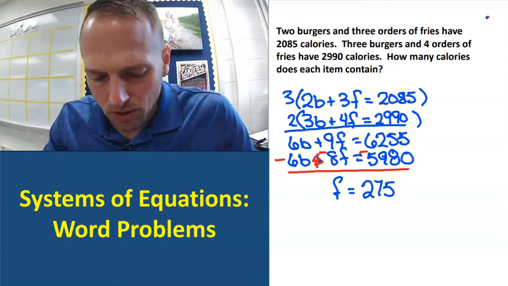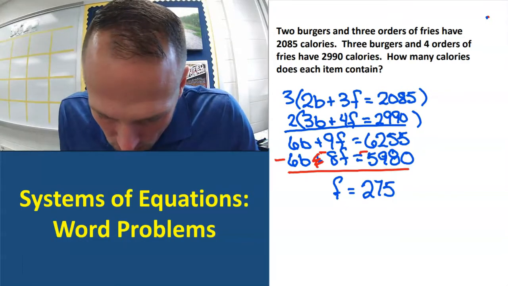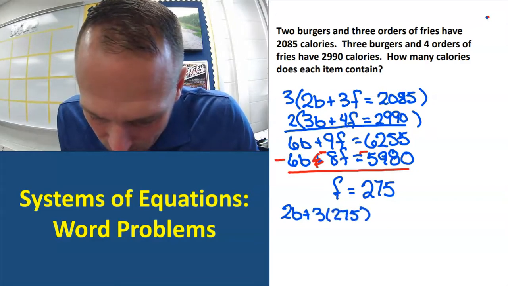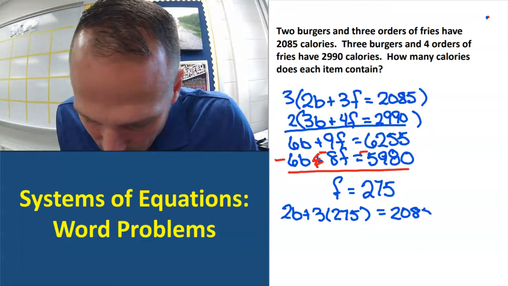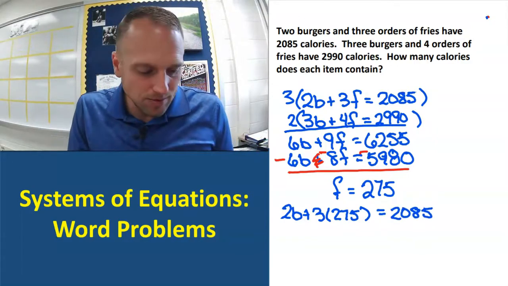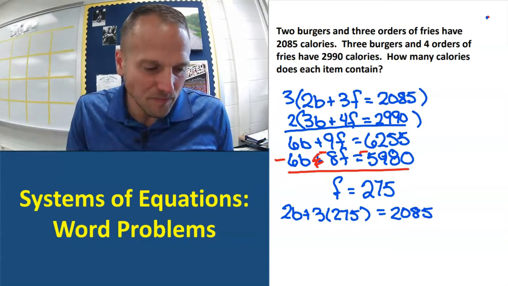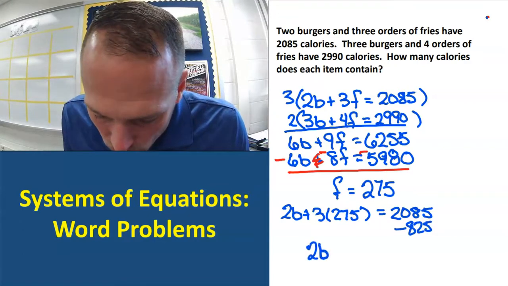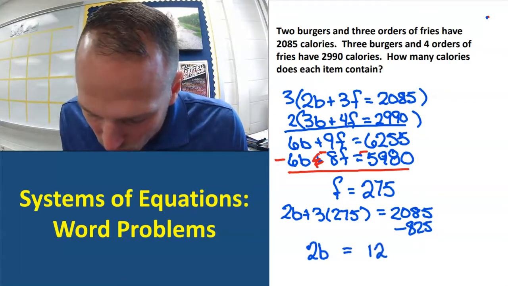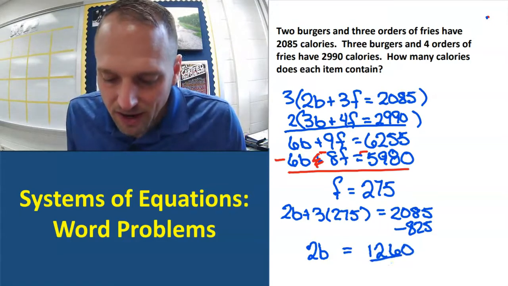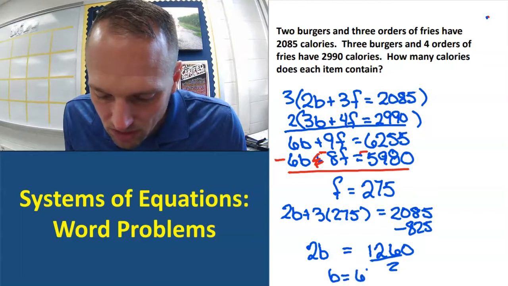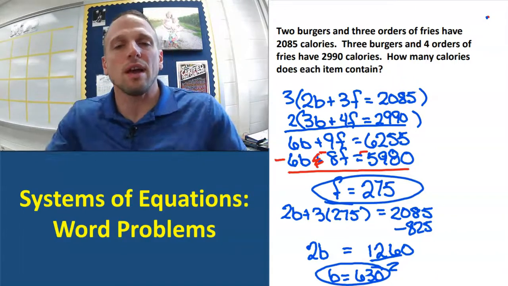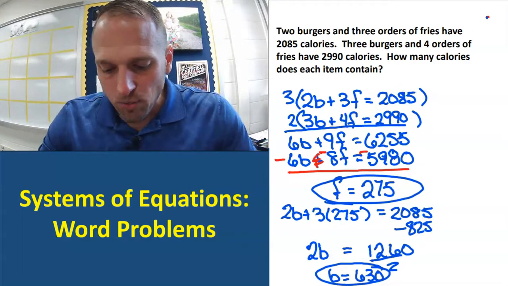Go back and choose any one of those equations. I'll choose the top equation. 2b plus 3 times 275 equals 2,085. So let's see what 3 times 275 is. 825. So let's subtract 825 over, and we're going to get 2b equals 1,260. Then divide by 2, and we're going to get b equals 630 calories. All right? So that's what we have. An order of fries is 275, and a burger is 630.